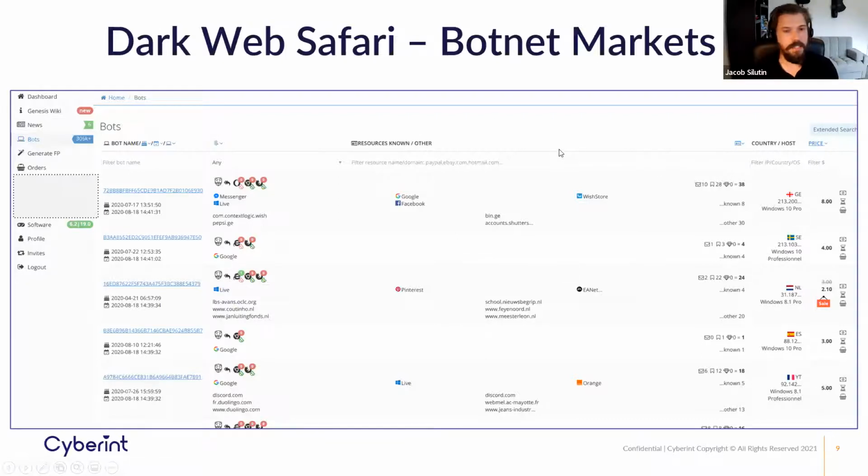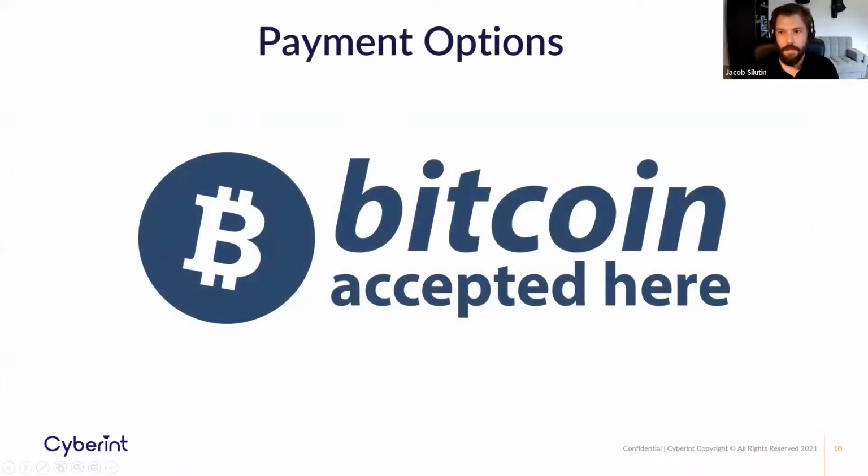So let's say that I've completed Jacob's training and I want to access the dark web and purchase some of these items. How do I actually go about it? How do I pay? So the payment options, as you can guess, and as you probably heard, are cryptocurrency.